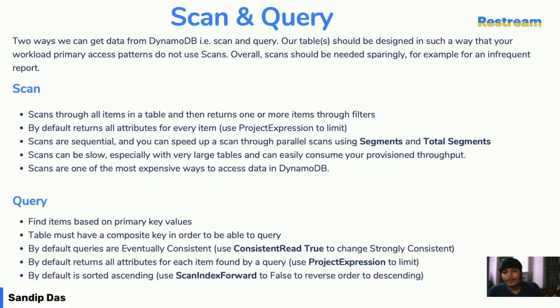Now what is a query? Query finds items based on the primary key value. So if you have a primary key, or primary plus sort key, you use the query. A unique example could be that you have a list of items and you want to fetch one item's more details, then use the query. The table must have a composite key in order to do a query. You usually want to get your data in sorted order, right? So you should maintain a particular sort key in order to fetch the data. That's what it's saying there.